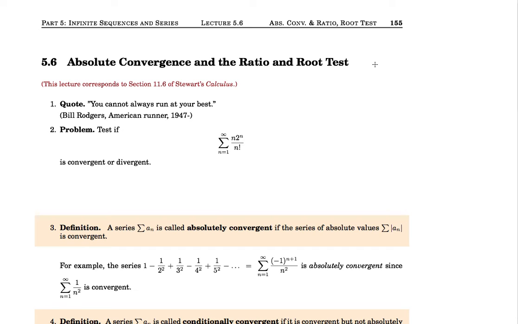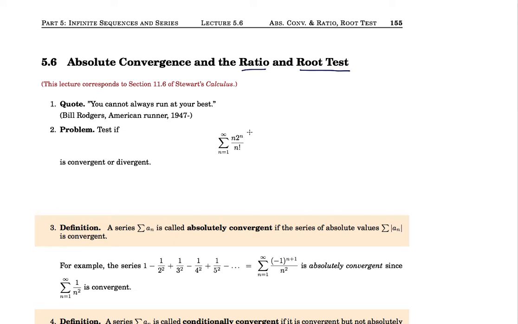In this section, we're going to look at two more tests for checking series for convergence or divergence, and these are known as the ratio and the root test. Now, if we look at this motivating example, we're looking at the series, the sum from n equals 1 to infinity of n times 2 to the n over n factorial.